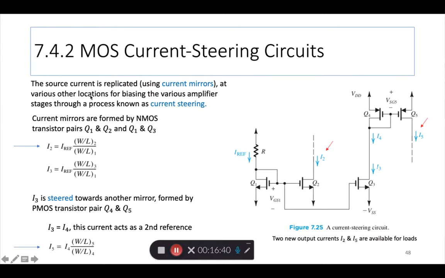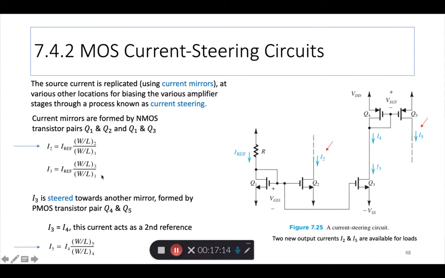Okay, having said this, let me read a little bit of this. The source current is replicated using current mirrors at various other locations for biasing the various amplifier stages through a process known as current steering. So current mirrors are formed by NMOS transistor pairs Q1 and Q2, and then also by Q1 and Q3. So what is the value of I2? We have seen this. This is assuming you are ignoring channel width modulation, etc. Simplified version. But I2, we've seen this.